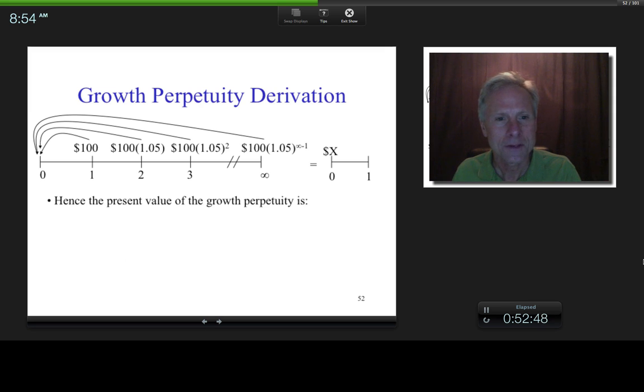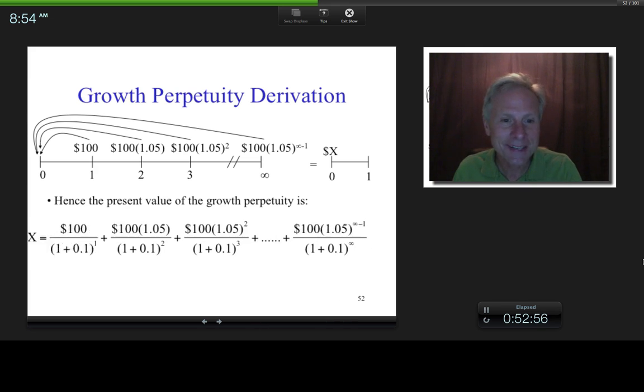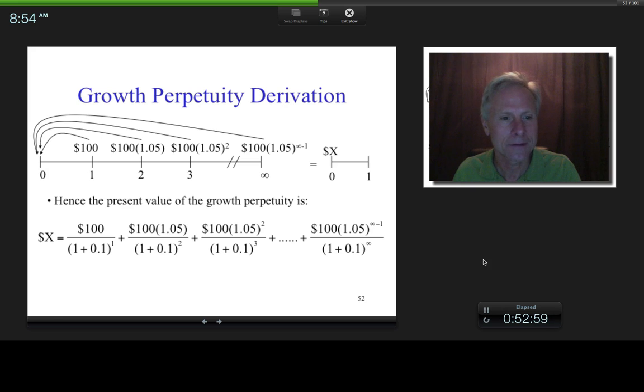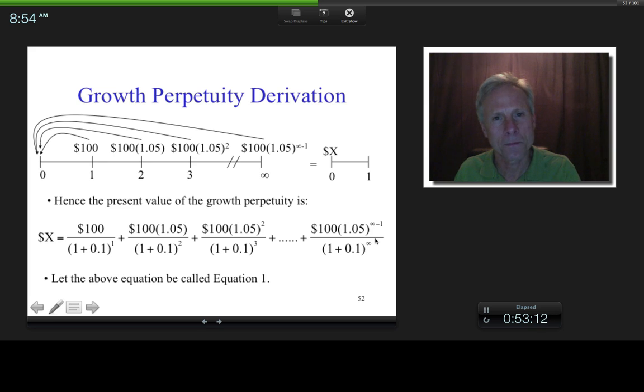Okay? So if I do that to all of these, now this form is going to look a little scary maybe, but it's basically bringing everything back to time 0. So I brought this 100 back once, this one back twice, this one back 3 times, etc. So I'm going to call this whole thing equation 1. At this point, your understanding should be, hey, all we're doing is just bringing all these back to time 0 and adding them up, and that's equivalent to one single number at time 0.